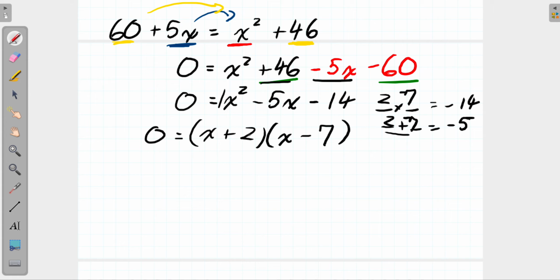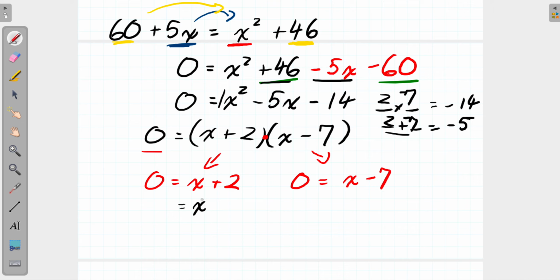Finally, because it's two values that are being multiplied to equal 0, it means one of them must be 0. So this is where we split our equation. We're going to set both equations equal to 0 and just solve for the x value. So we're going to end up with two answers, which is exactly what we said at the very beginning of this question. When I move 2 to the other side, x will be equal to negative 2, and x will also be equal to positive 7.